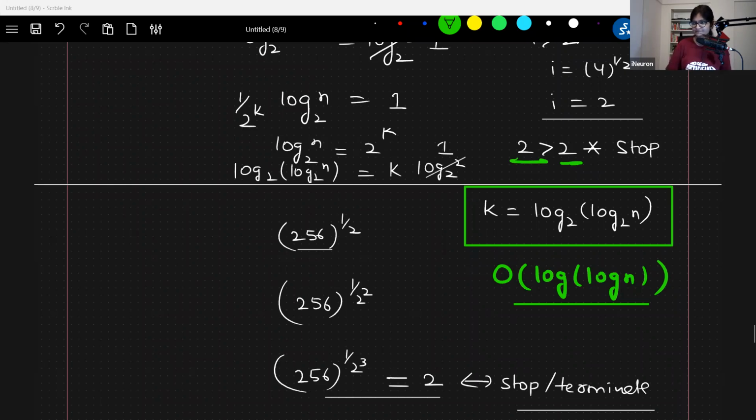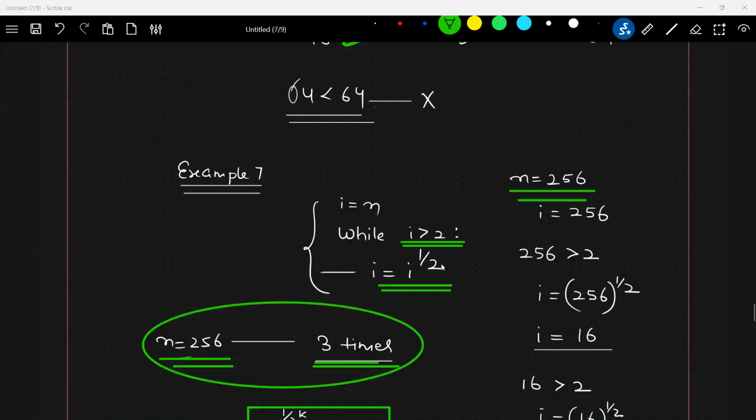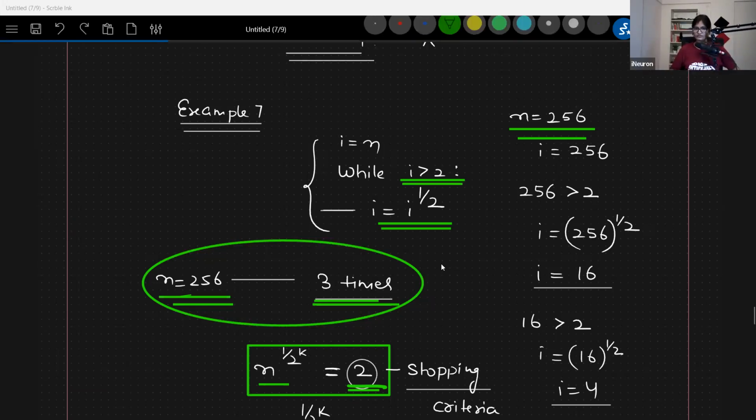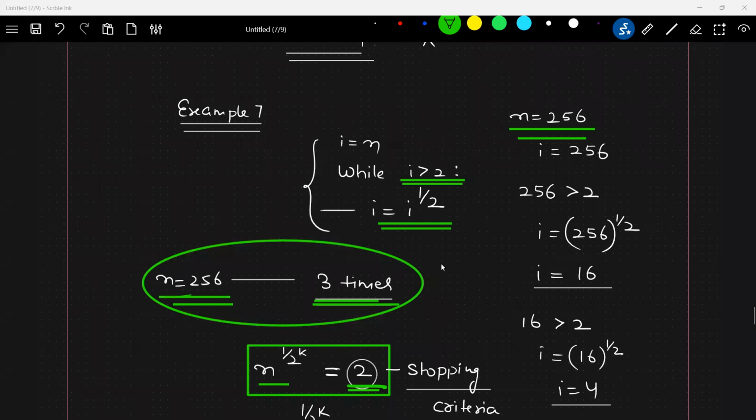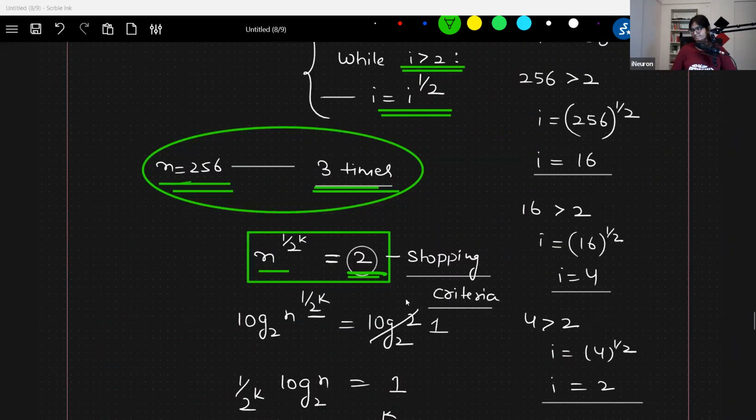Yes, Rajshekhar. Hello. Please, ask. For example 7, when we are trying to find the value of k, we have taken a stopping criterion of 2 because we have mentioned in the while condition i is greater than 2. Correct. Suppose I mention i equal to 2 or maybe i greater than 1, then the stopping criterion will be 1, right? Yes. So in that case, the value which we get for k will change, right? Yes. Okay.